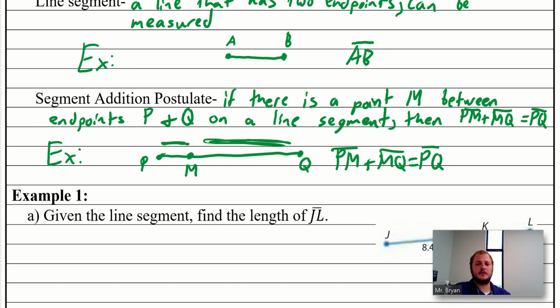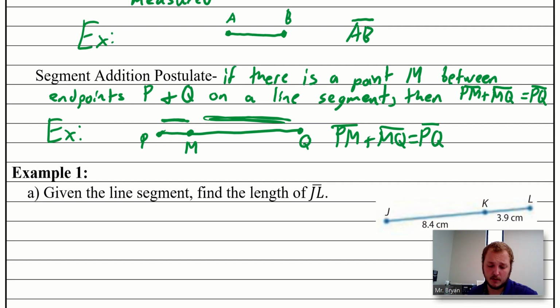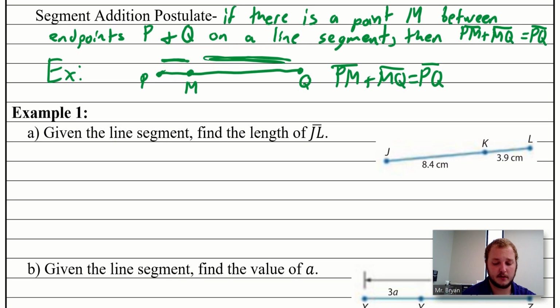Okay? And I do have students for some reason struggle with this at the beginning of the year, but it's just that basic concept. If I'm looking at an entire line and I have just that one point, if I take the two parts of that line and add them together, it's always going to give me the length of the entire thing. Okay? So that is the basic idea. So how do we use that in some problems? Let's look at that a little bit here.